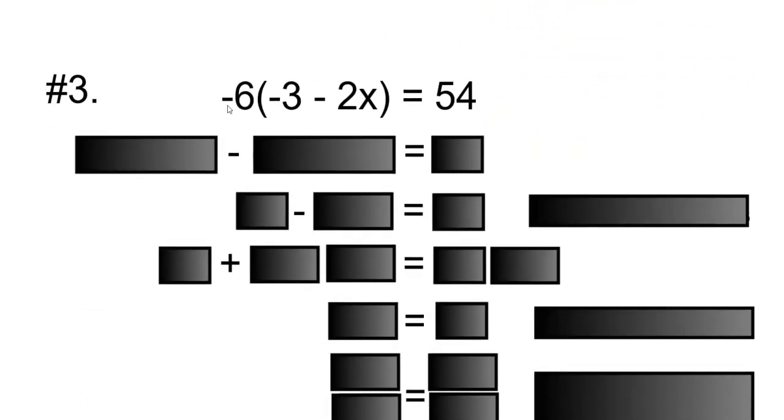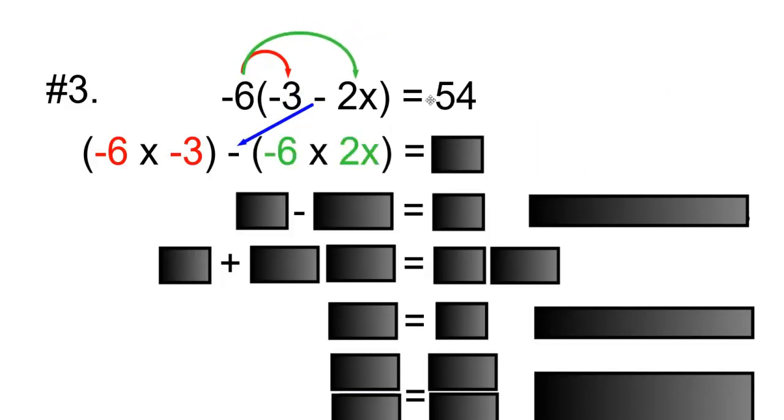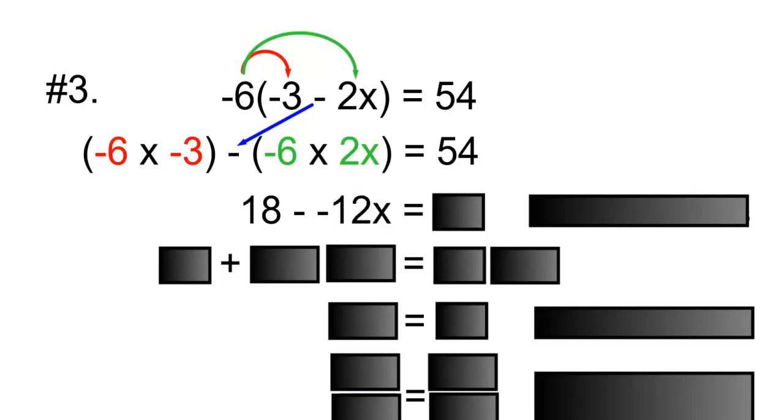In question number 3: negative 6 times (negative 3 minus 2x) equals 54. To remove the brackets, we'll use distributive property. So negative 6 times negative 3, minus negative 6 times 2x, equals 54. Negative 6 times negative 3 is positive 18, minus negative 6 times 2x is negative 12x, and that equals 54.